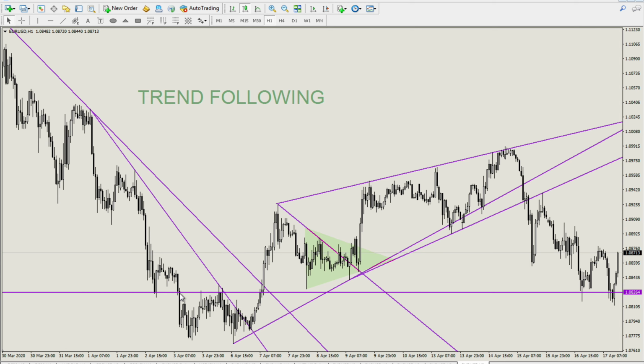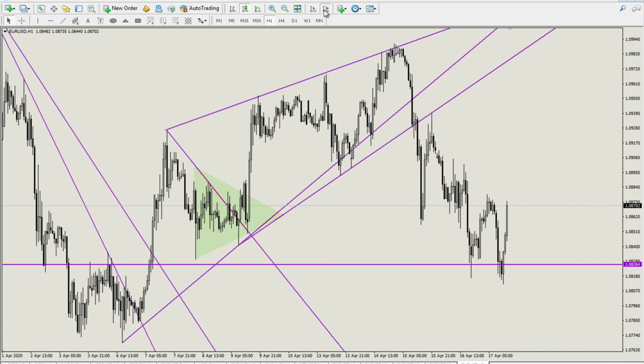And then again, we are at our line that we drew before. We came up to this point. There is no whole candle closing below. This one was almost, but it started above, and now this is our support. We are going up.